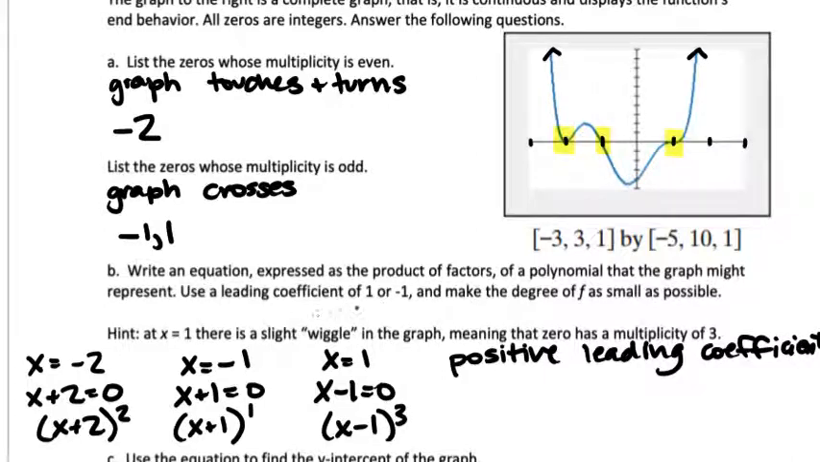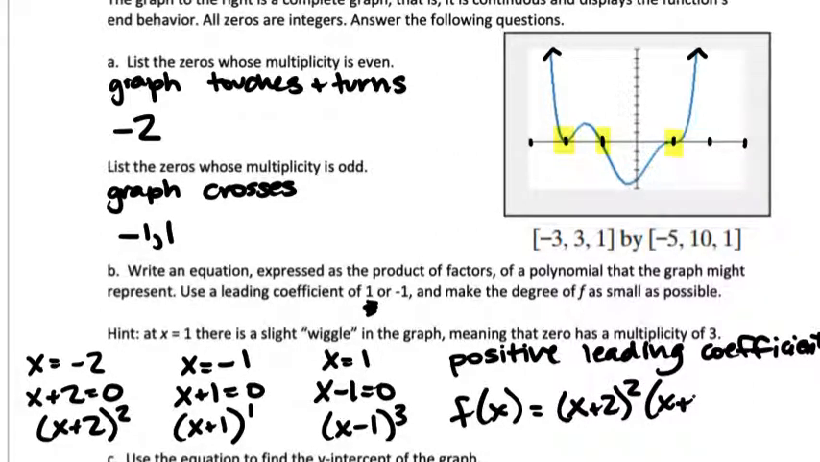So I can use my leading coefficient of 1. Now, if the end behavior were the opposite, if the arrows were pointing downward, then I would need to have a -1 in front of all of my factors, or just a negative sign, because you don't really need the 1. Since it's positive, I'm going to have +1, which I really don't need to write, so I can just leave it off. So my function here is going to be f of x equals x plus 2 squared times x plus 1 times x minus 1 to the third.